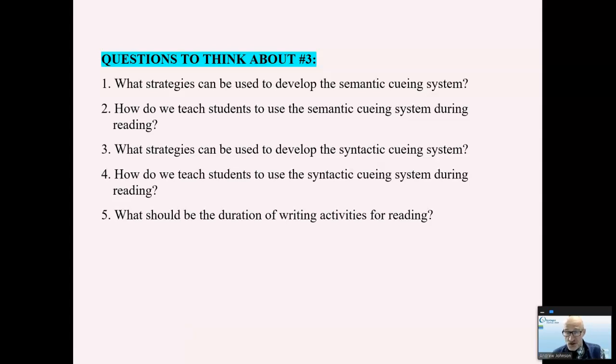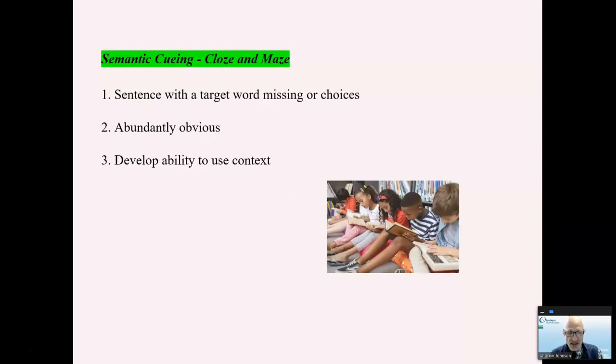What strategies can be used to develop the semantic queuing system, and how do we teach students how to use this system? In the same way, what strategies can be used to develop the syntactic queuing system, and how do we teach students to use this during reading? And finally, what should be the duration of writing activities for reading? And we shall answer these questions, hopefully, in this next session. But let's take a look at the semantic queuing system.